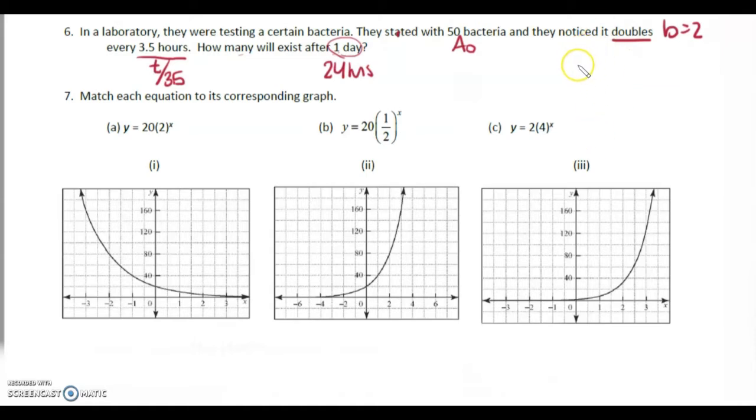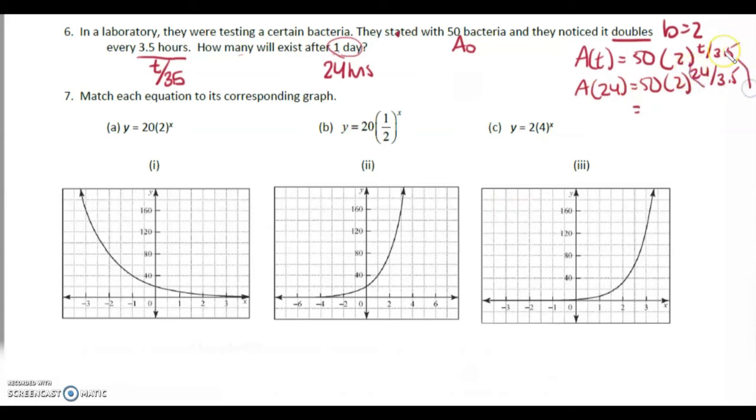Okay, so I'm going to write it here. The amount at time t is going to be 50 times 2 to the exponent t over 3.5. So if we were to sub in 24, we'd be asking how many half-lives or doubling times are there in 24 hours. If we did 24 divided by 3.5, it's not a nice number. So I'm personally going to substitute this entire exponent into my calculator, and I'm going to make sure that I put brackets around this exponent so that it stays together.